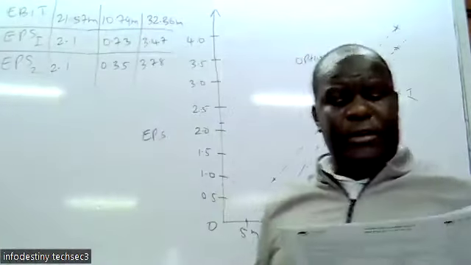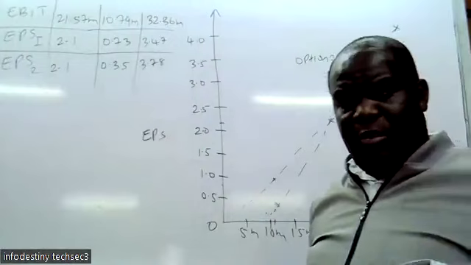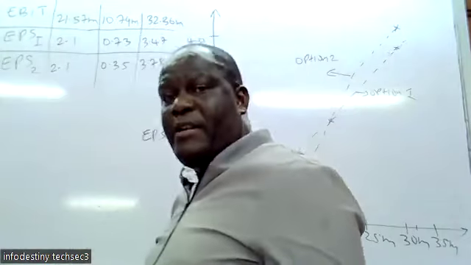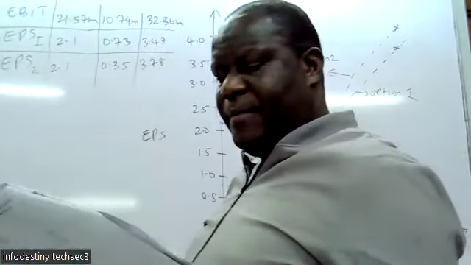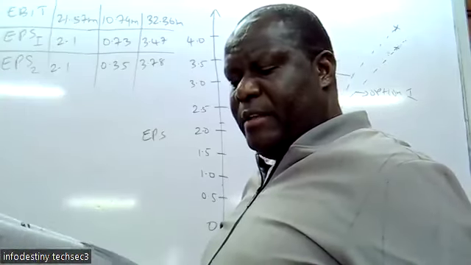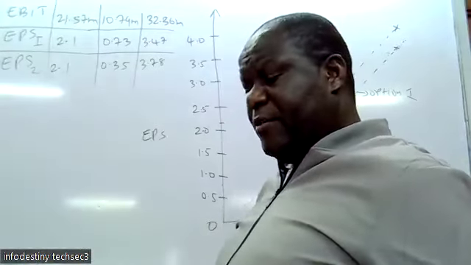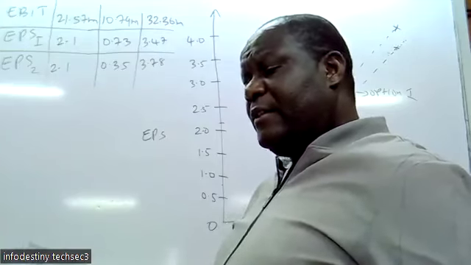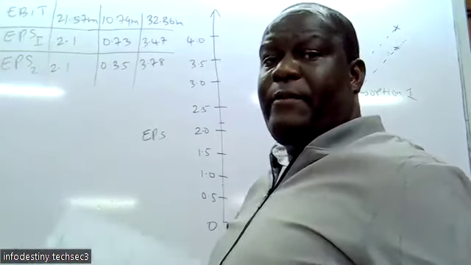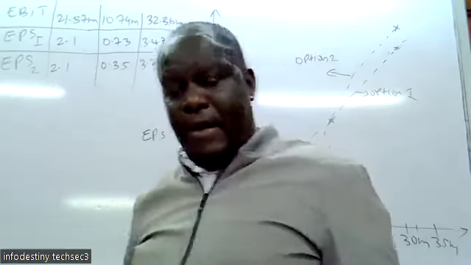So now we go to part C of the question. Part C says that with reference to part B above, indicate the financing option you will recommend, assuming that the company's expected operating profit is as follows. Roman letter 1 is as forecasted. Roman letter 2, 6 million per annum. Roman letter 3, 15 million per annum.